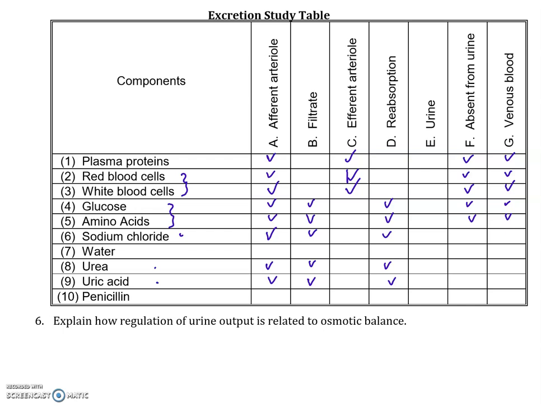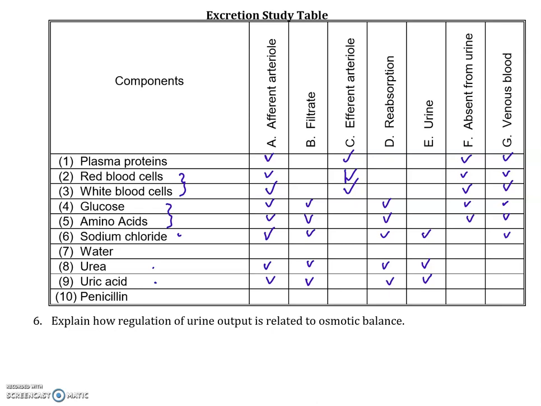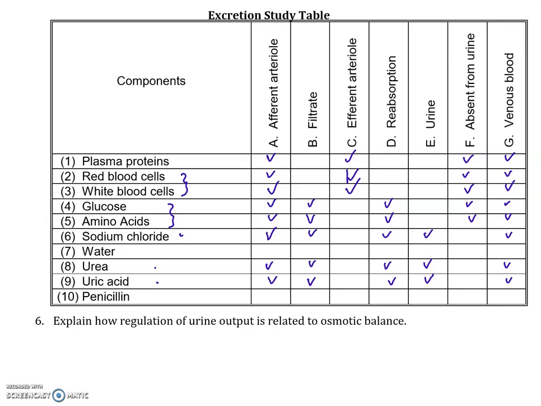And then you should also find them in the urine, because some of it will be just excreted, whatever's in excess. Definitely uric acid is truly a waste product. Urea is also waste, and then too much sodium chloride, you get rid of it through the urine. So absent from the urine, no. And then in the venous blood, you will have some definitely left.